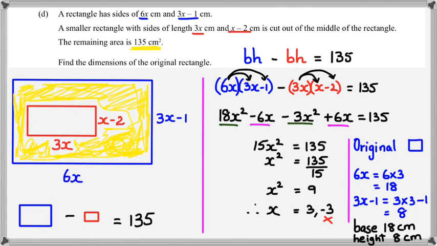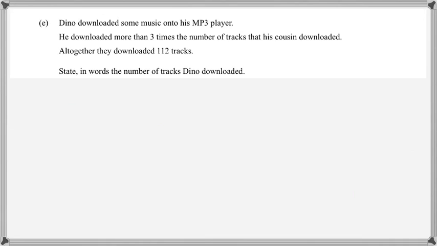So guys, with this type of question, as you can see, it's really important that you set up that equation right. And if you're having problems with the equation, just draw a picture. It always really helps seeing what you're trying to calculate, and you can then work from there. Okay, moving on to the next question.